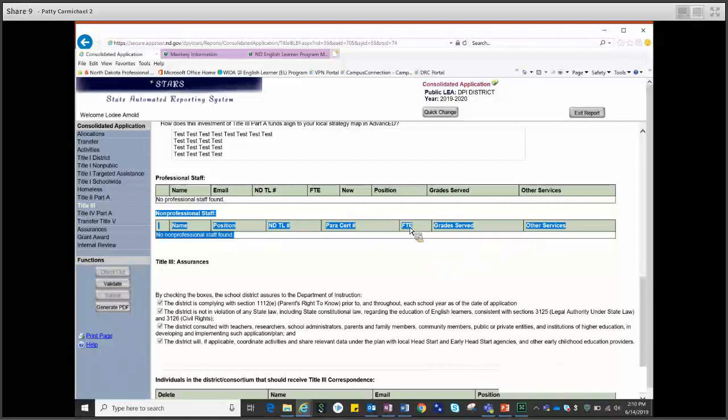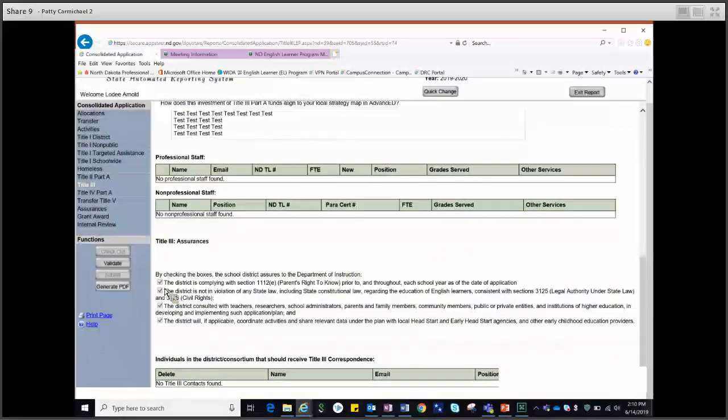Same with non-professional staff, the FTE is in that one as well. And that is only the part of their time that is spent and paid with Title III funds. Then you have a few Title III assurances there. Just check the boxes showing that you will or do comply with them. And then the contact information at the bottom for additional contacts. Now remember, the contact on the allocations page will already receive Title III information, but these would be additional or above and beyond that person.